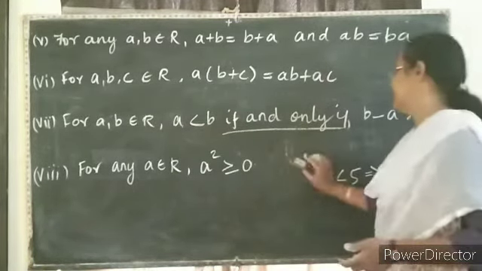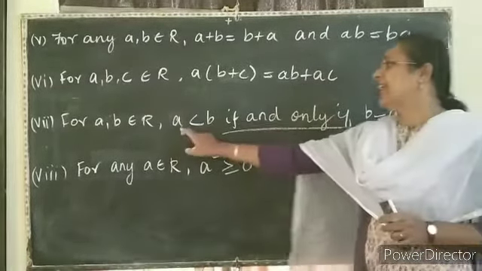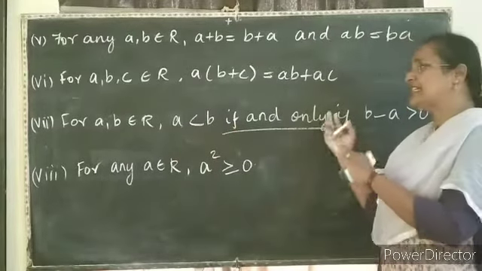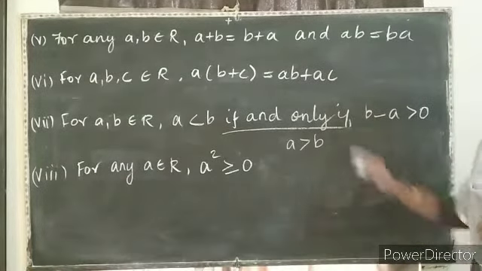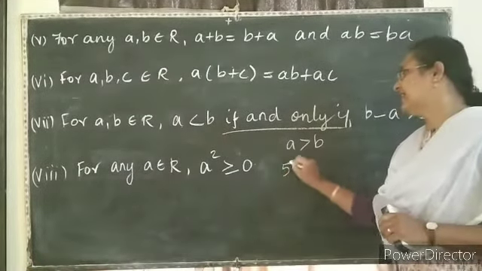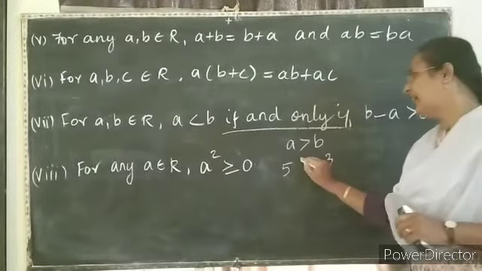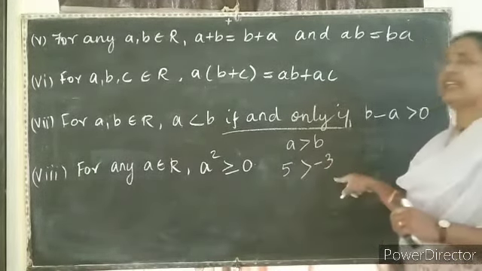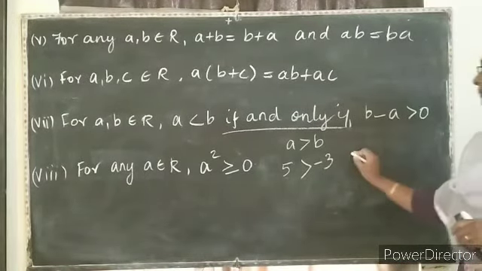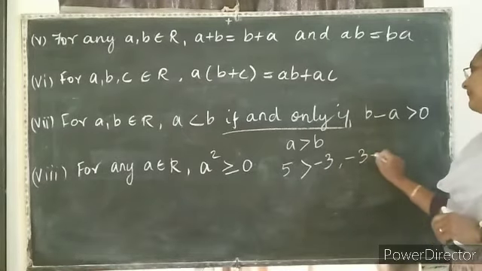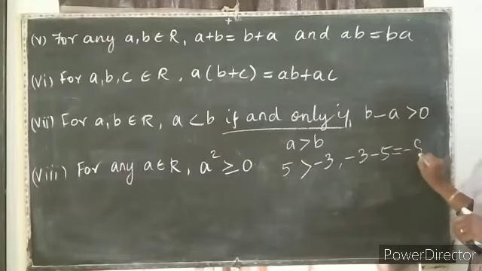Let's check the vice versa. Okay. Let's discuss the vice versa now. We discussed if a is less than b. Let's discuss if a is greater than b. a is greater than b. Now I am going to take the value of a as 5 and the value of b as -3. So definitely 5 is greater than b. Okay. Now I am going to check b minus a. So what is b now? -3 minus 5. What is -3 minus 5? It is -8. Isn't it?